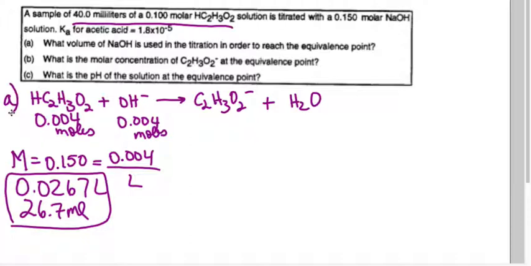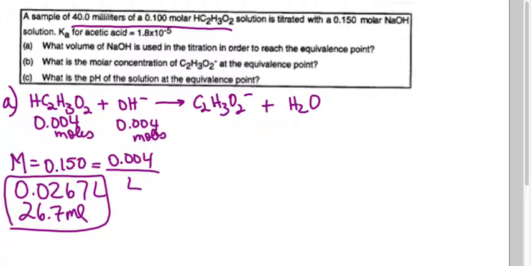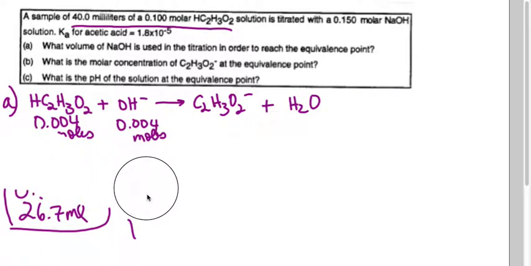Question B says, what is the molar concentration of the acetate ion at the equivalence point? I'm just going to erase a little bit of this. Don't erase yours. You don't need to, because you can rewrite your stoich table if you have to. But what I want to do is finish out this actual problem. Y'all remember 26.7 mils, okay? Because we're going to need that. That's how much we needed. So I'm just going to write that 26.7 mils here. What is the molar concentration of the acetate?